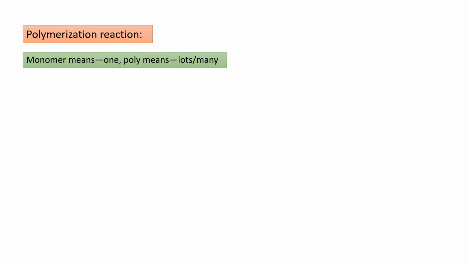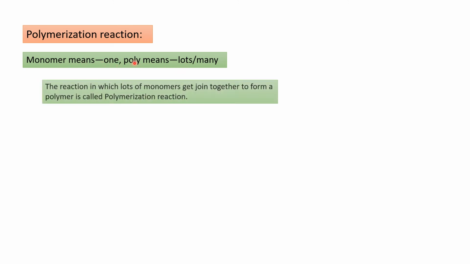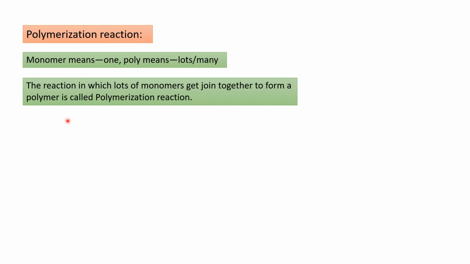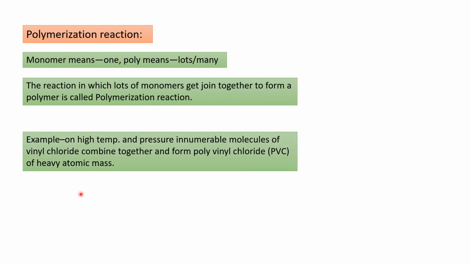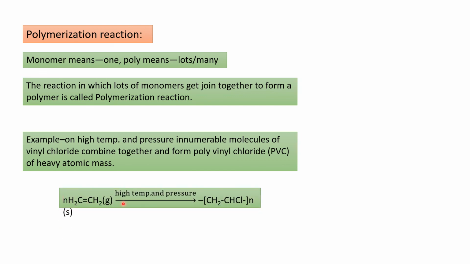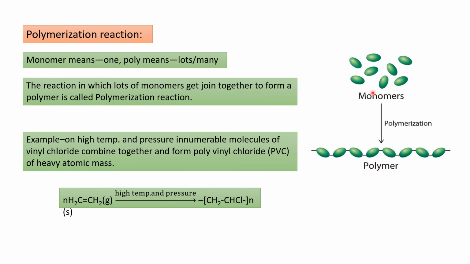Polymerization reaction. Mono means one and poly means lots or many. The reaction in which lots of monomers get joined together to form a polymer is called polymerization reaction. Example, at high temperature and pressure, innumerable molecules of vinyl chloride combine together and form polyvinyl chloride, in short PVC, of heavy atomic mass. Monomers, polymerization, polymer.